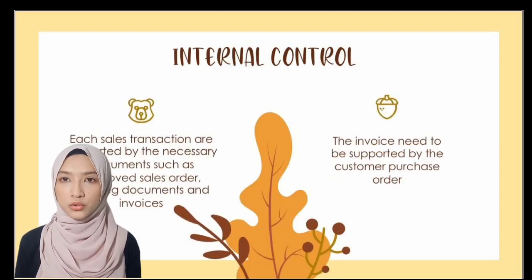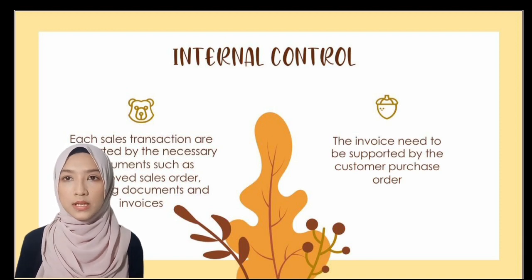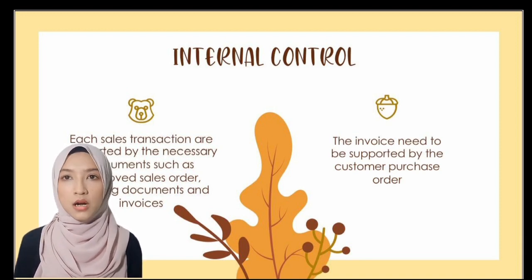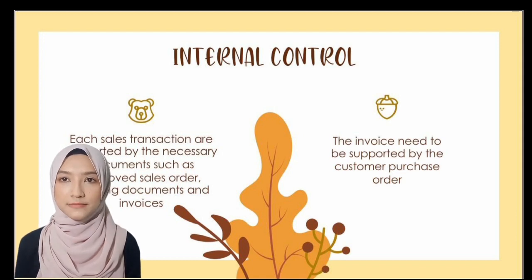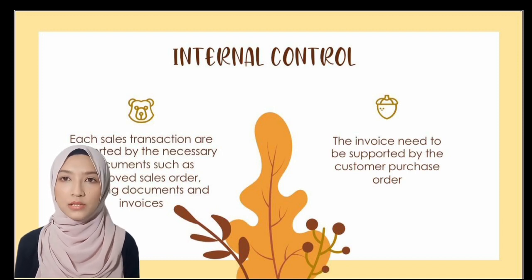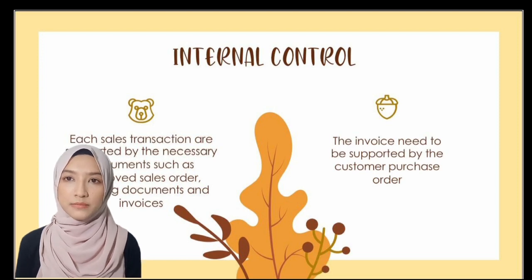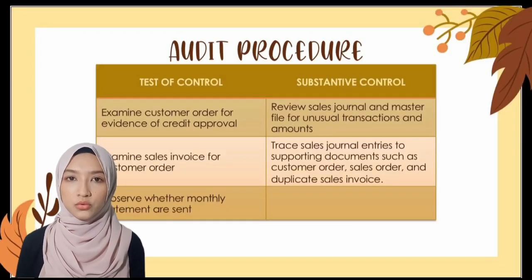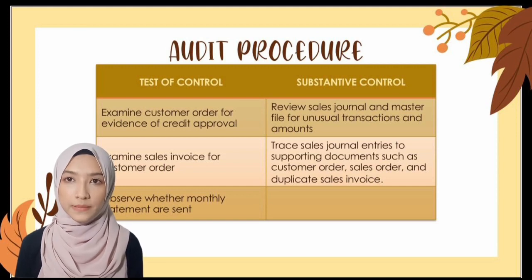There are 2 internal controls in management assertion of occurrence. The first one is each sales transaction is supported by the necessary documents such as approved sales order, shipping documents, and invoices. The second one is the invoice needs to be supported by the customer purchase order. There are 2 audit procedures that the company can do. The first one is test of control and the second one is substantive control.